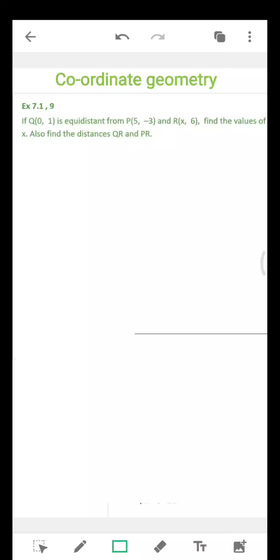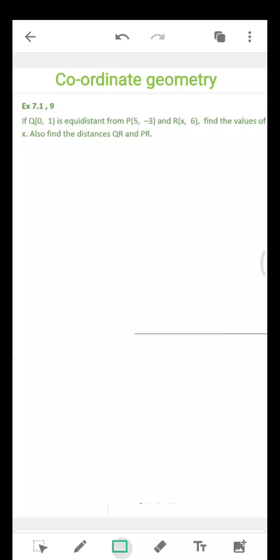Today's session we are going to continue exercise 7.1, question number 9 and 10. In the previous sessions we have seen the meaning of equidistant and we solved a question based on that. So again we have got a question in which Q of 0, 1 is equidistant from P 5, minus 3 and R x, 6.